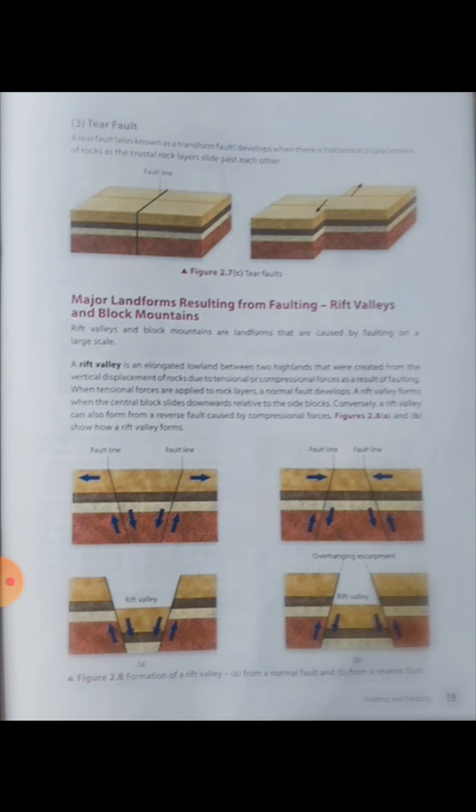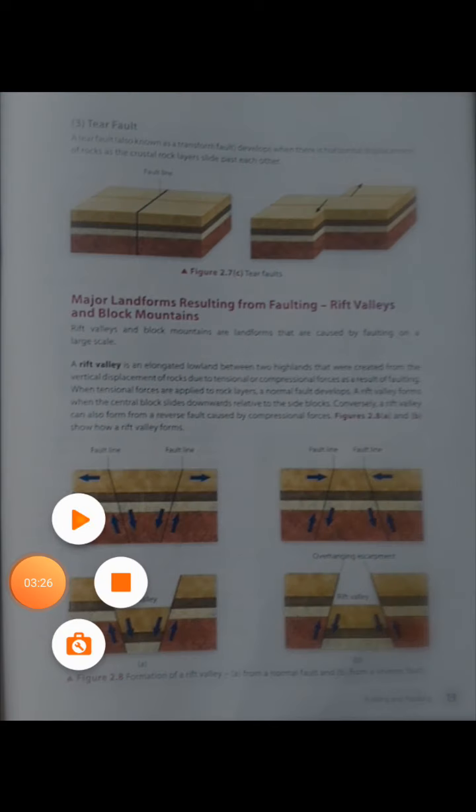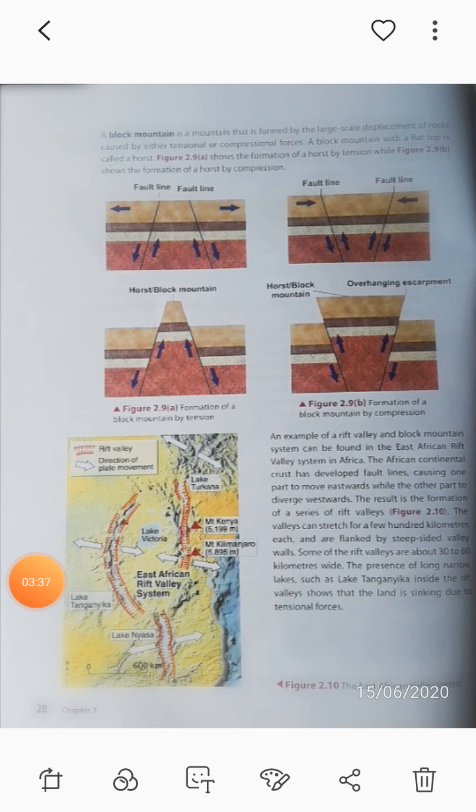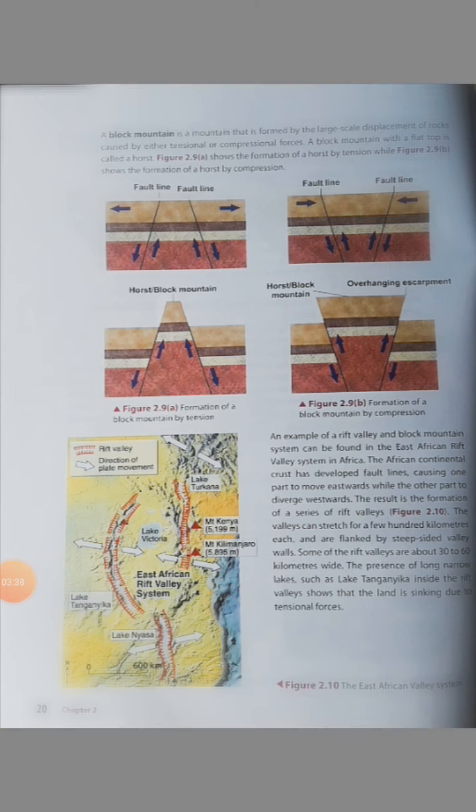Conversely, meaning reversed, a rift valley can also form from a reverse fault caused by compressional forces. Figure 2.8a and b shows how a rift valley forms. Learners, in figure 2.8 you can see the formation of a rift valley from a normal and reverse fault. Learners, now open page number 20.